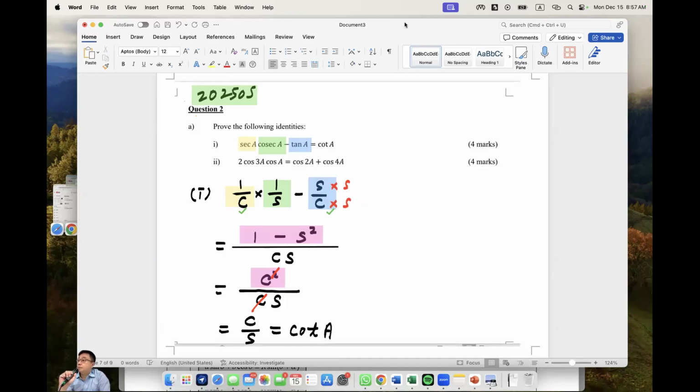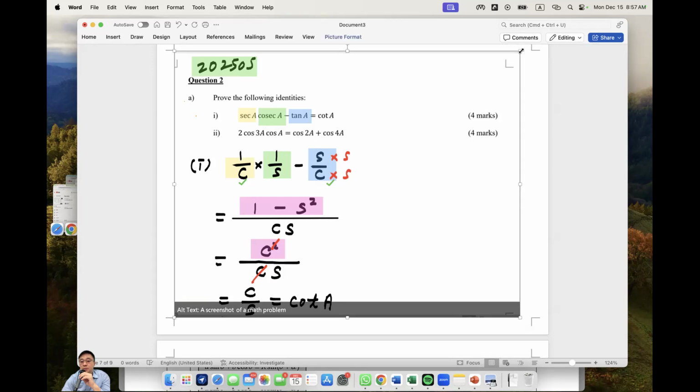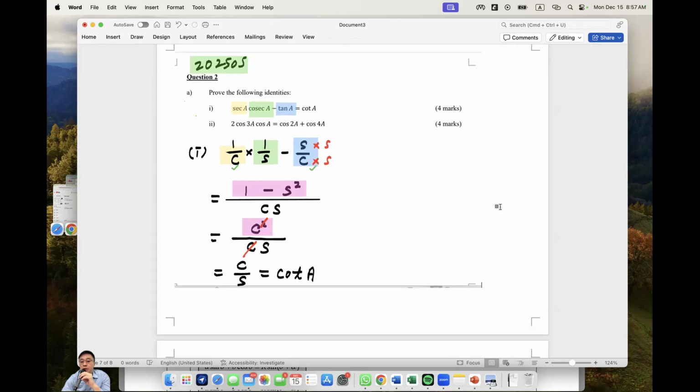Can we continue? Okay. The question 2 we don't do first. Because question 2 I need some fundamental before I go into question 2. Alright? Can we continue? Yes, sir.